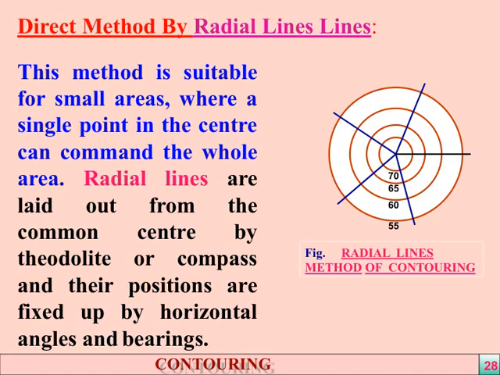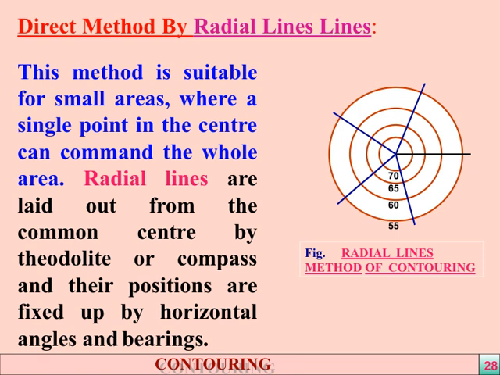This method is particularly suitable for small areas, where a single point in the center can effectively oversee the entire region. To implement it, we lay out radial lines from this common center point using a theodolite or a compass. The key here is that once these lines are established, their positions are fixed by measuring horizontal angles and bearings. This allows us to accurately map the contours within the small area.